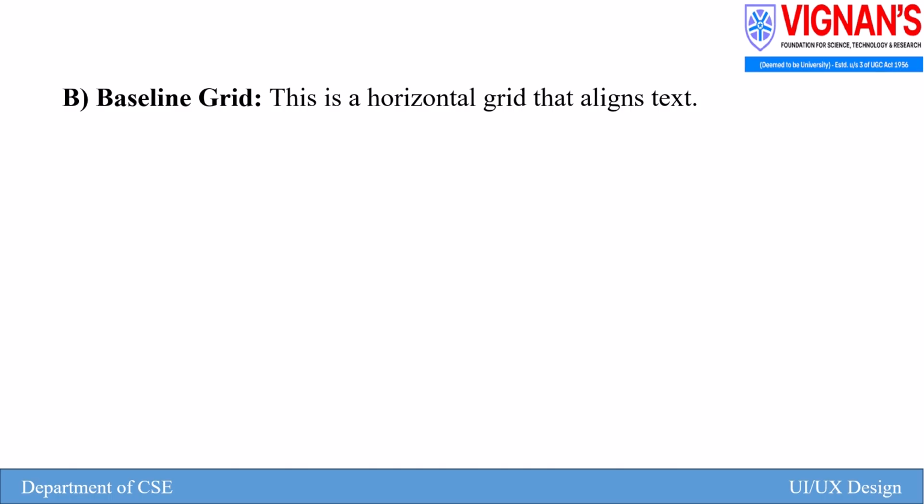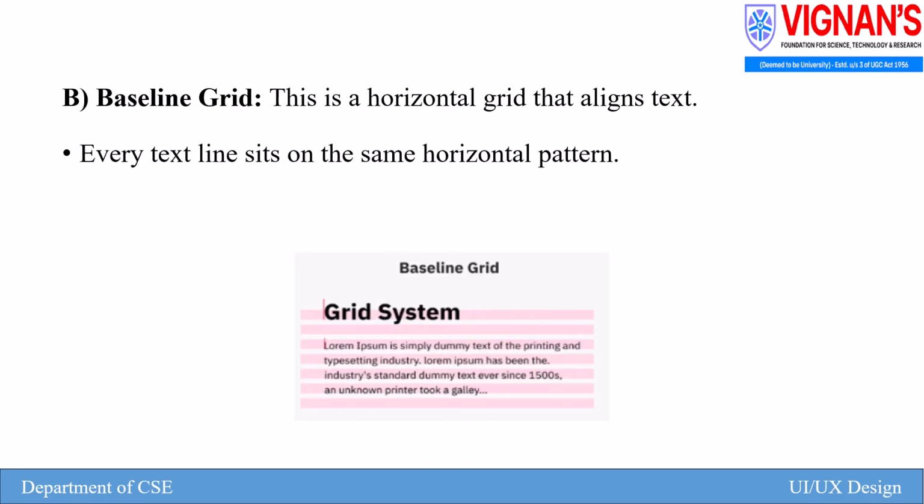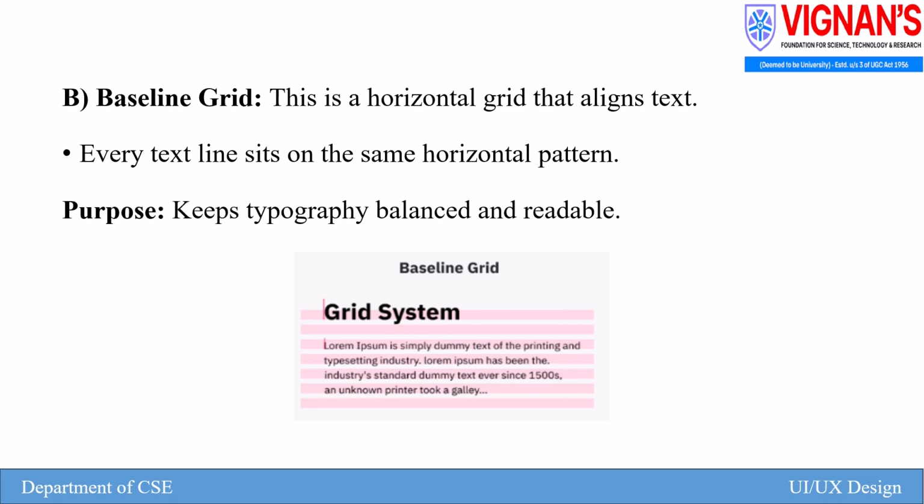Next type is baseline grid. It is a horizontal grid used to align text consistently across a design. Each line of text sits on the same horizontal pattern. The main purpose of a baseline grid is to keep typography balanced, organized, and easy to read for users.